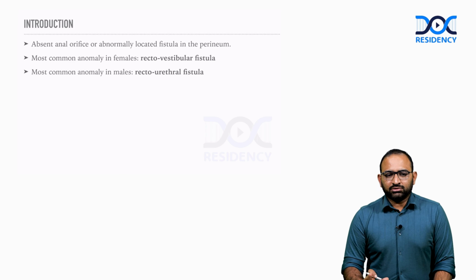So to introduce you about it, it is basically an absent anal orifice. It is either completely absent or a fistula-like opening is present in a different location, not in the normal location. The most common anomaly in females is rectovestibular fistula, we call it RVF. It is different from rectovaginal fistula, which is a different variety. The most common anomaly in males is rectourethral fistula, that is the rectum opens into the urethra.